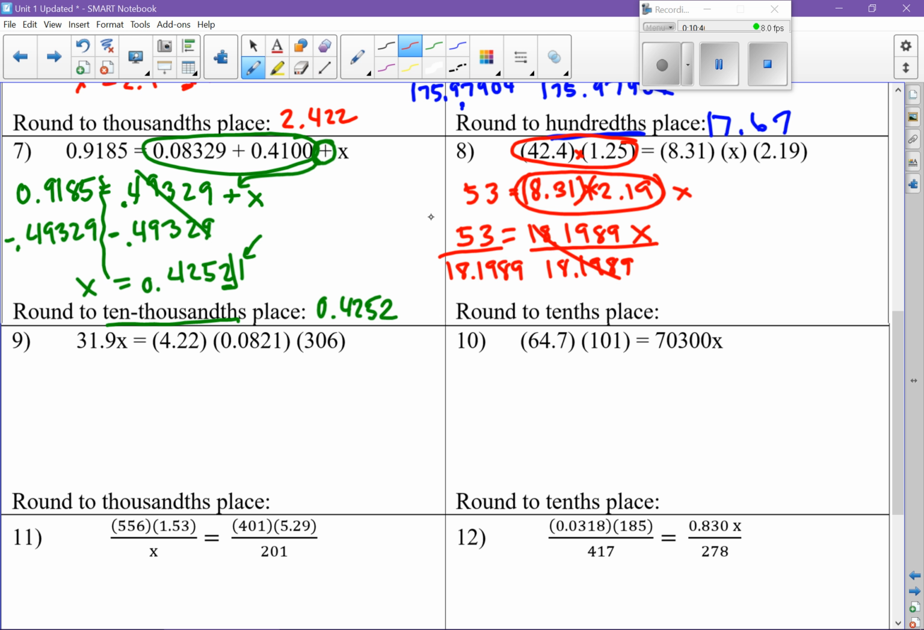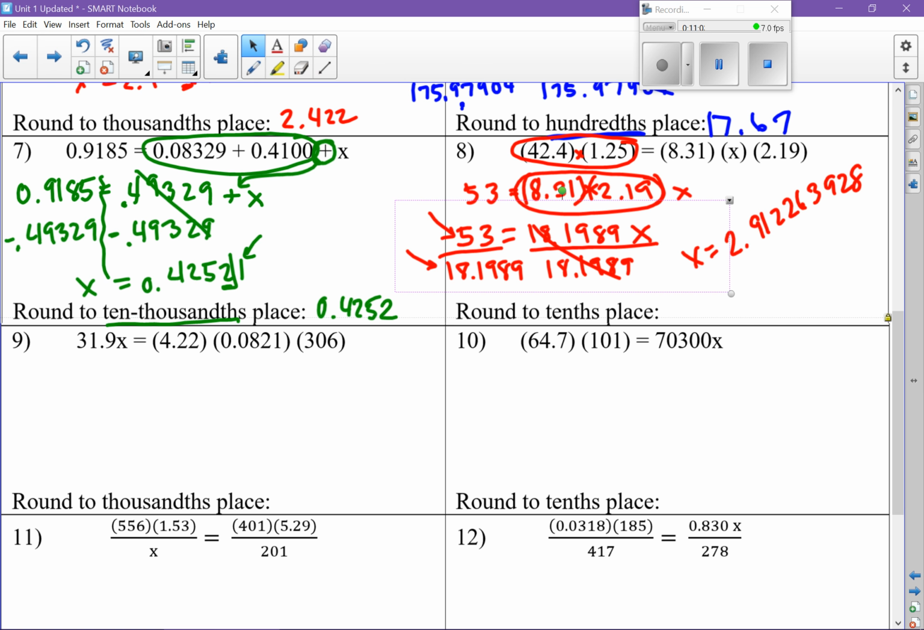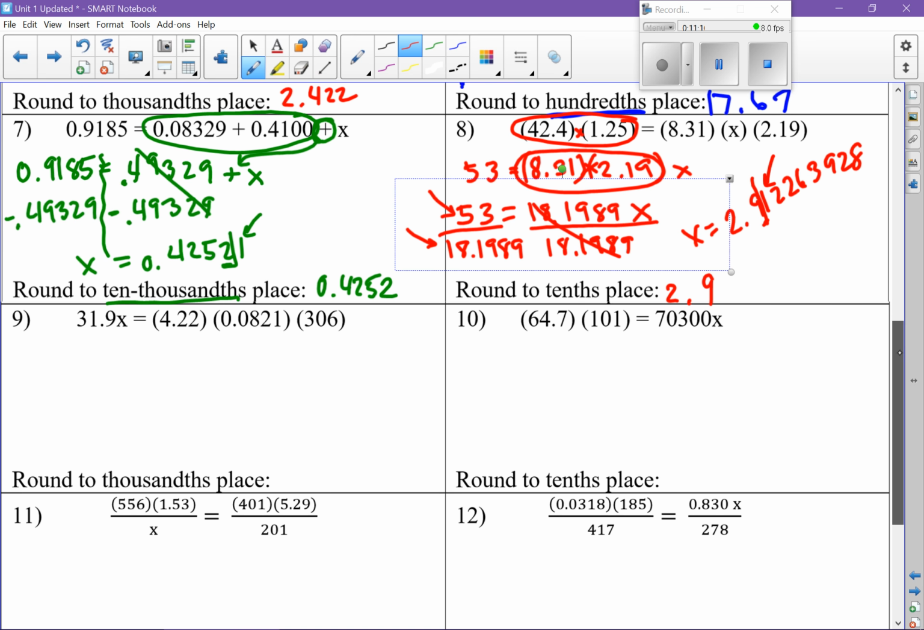Cross that out. Put this numerator divided by this denominator. x equals, what's it equal? 2.9122633928. We are going to round at the tenths place. The tenths place is just 1 after the decimal, right here at this 9. So I'm going to keep the 2 in the point. Because there's a 1 directly after it, you do not need to round up. You can stay the same at 2.9.